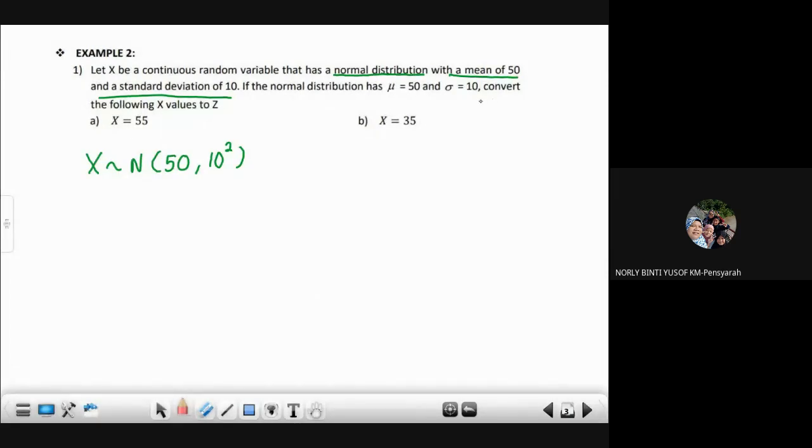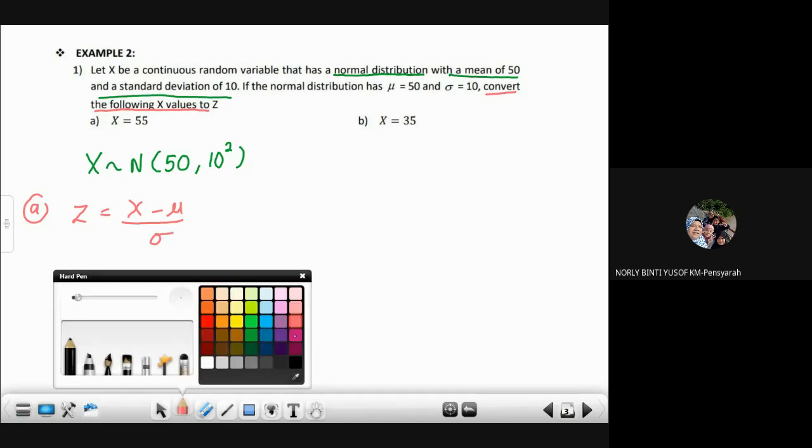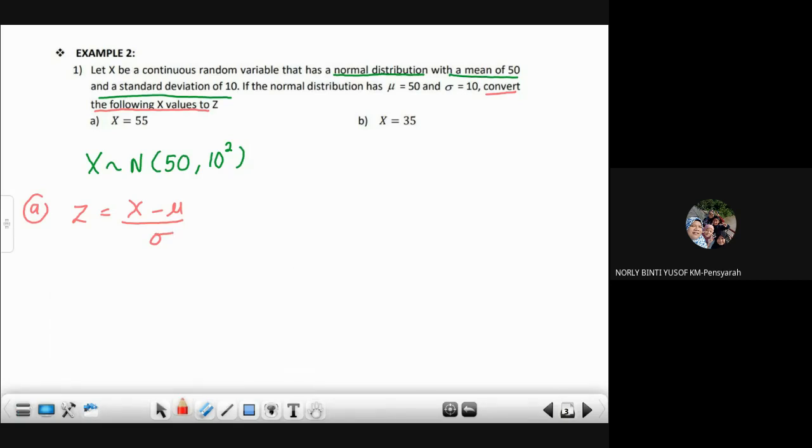Okay, and then the question asks you to convert the following x values to z, maknanya standardized score z. So standardized score z, kita tahu formula dia. For A, we want standardized score z is x minus mean over standard deviation. This formula I write first, tapi nanti you boleh refer dalam list formula in your exam. For those yang ambil AMAT, dia dah tahu how to standardize score Z ni, sebab formula dia sama kat sekolah.